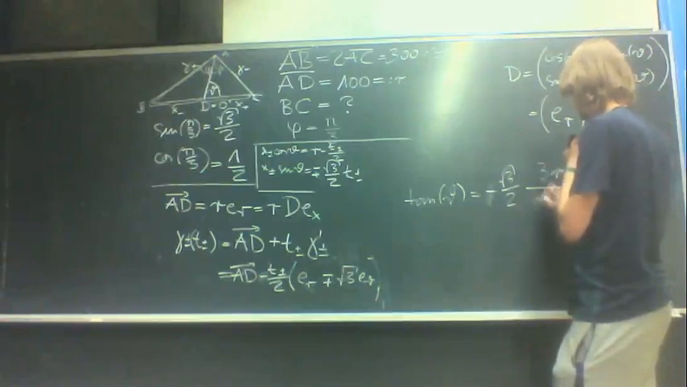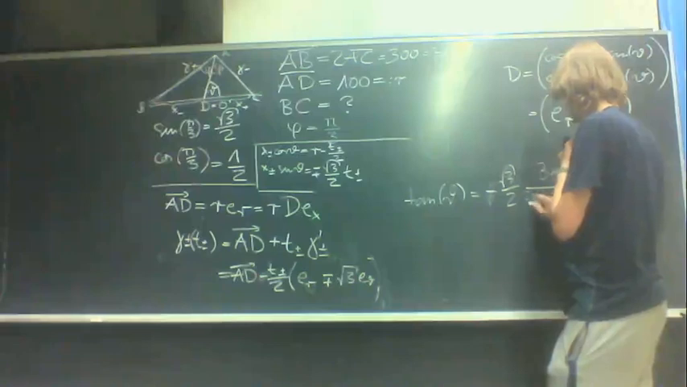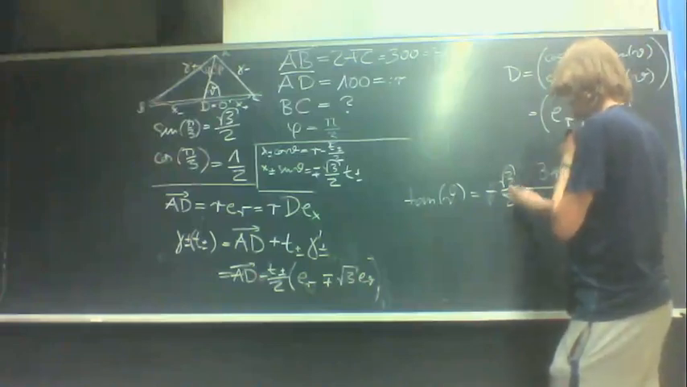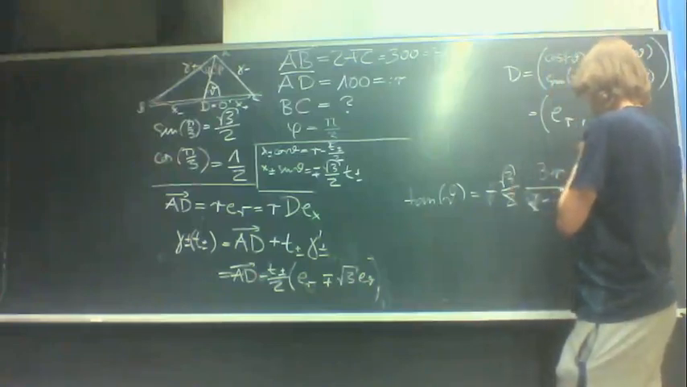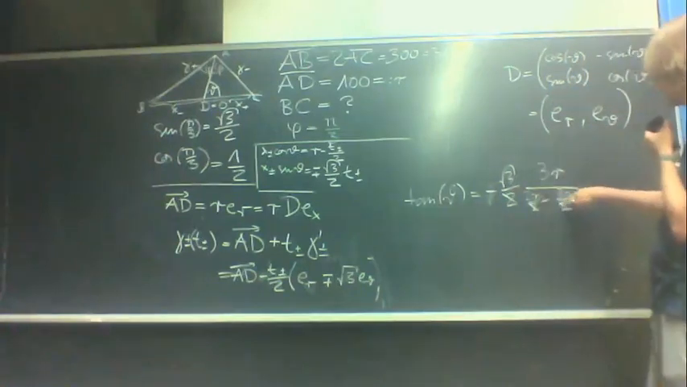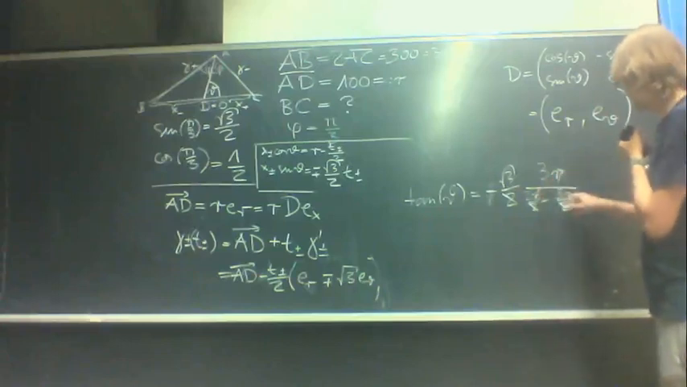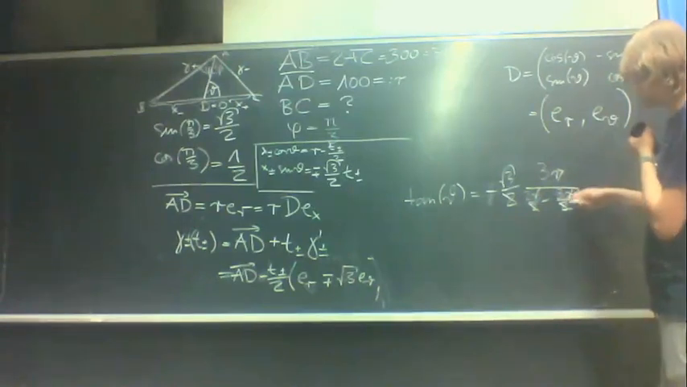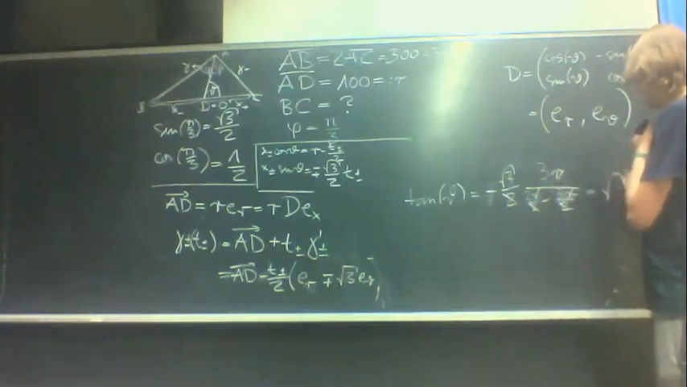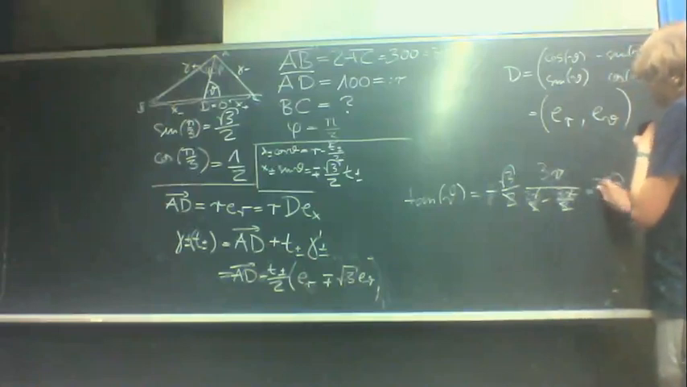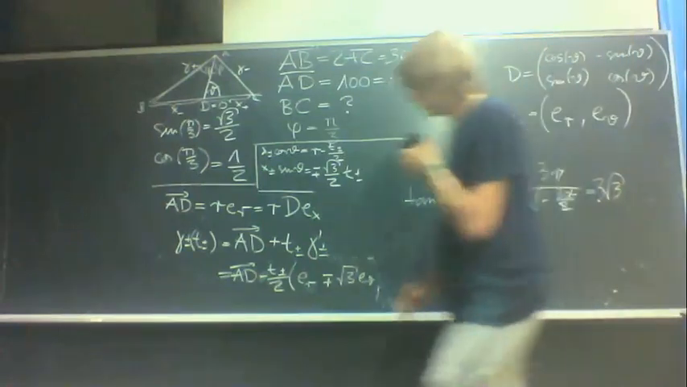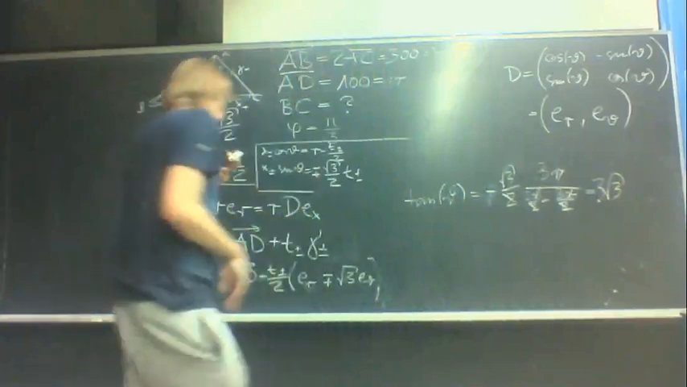Of course, this will be 2r over 2. This 2 will cancel with this 2, and here will be a 3r. So this will be minus 1r. So we will cancel this r over there. So we will end up with 3 times square root of 3. Whew.